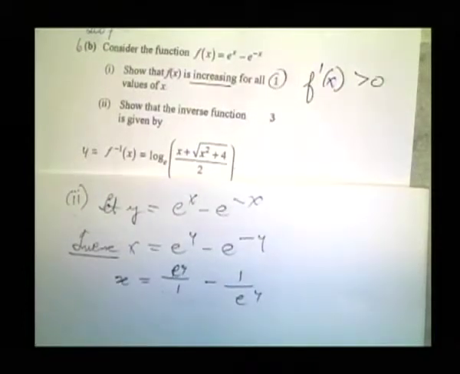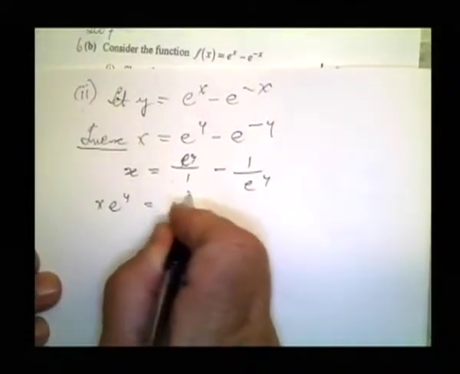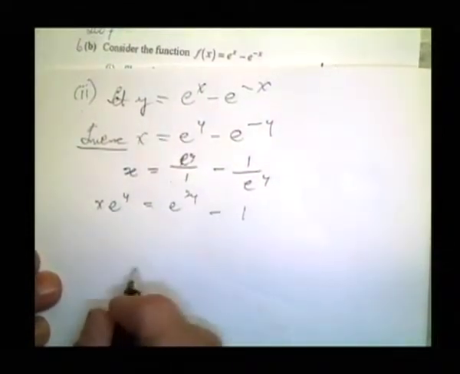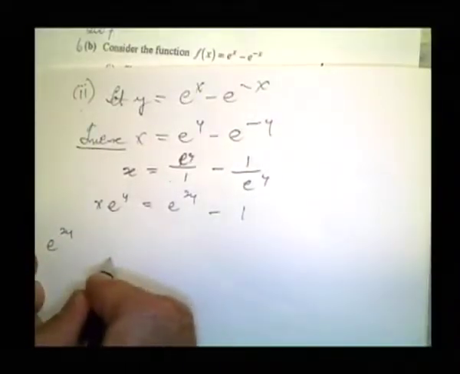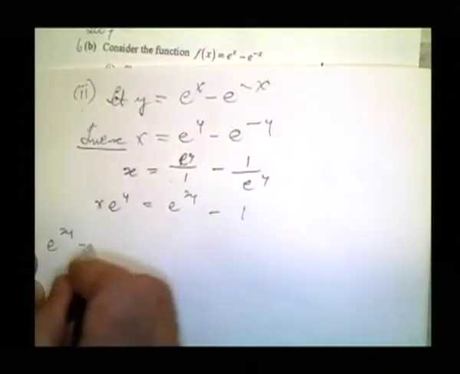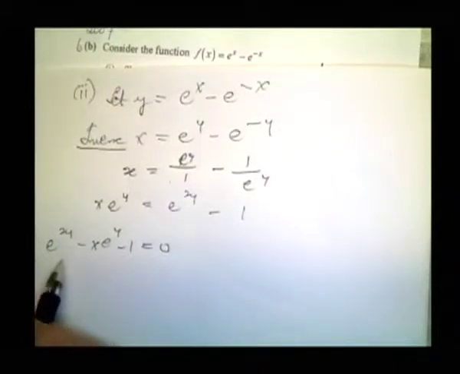Now, in that form, multiply both sides by e to the y, and you get x times e to the y equals e to the 2y minus 1. Now that's an equation, and to solve that equation, we'll put it over the other side: e to the 2y minus x e to the y minus 1 is equal to 0. Now, in that form, that is a quadratic equation in terms of e to the y.